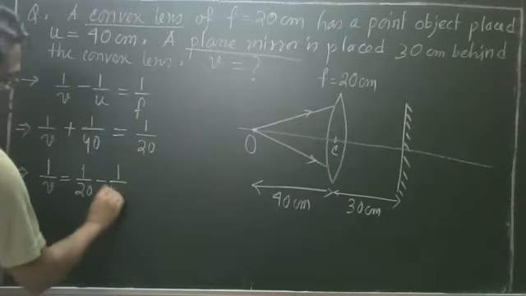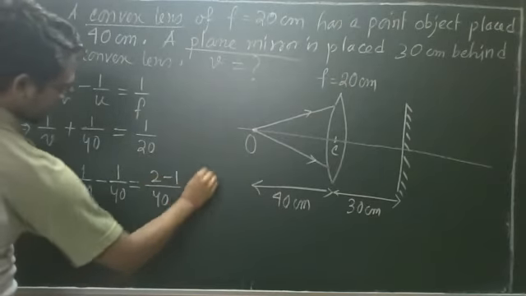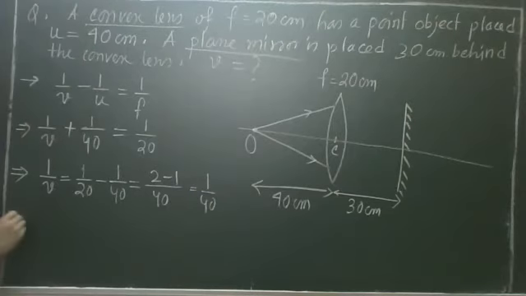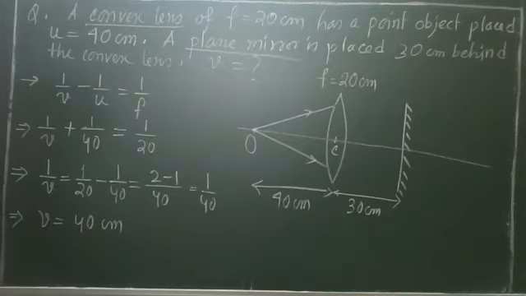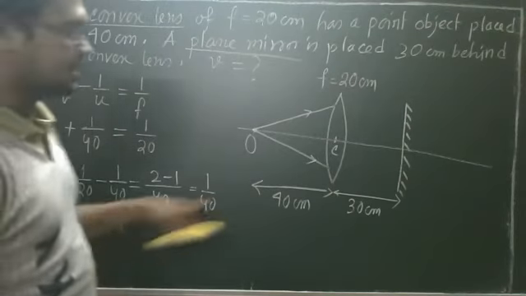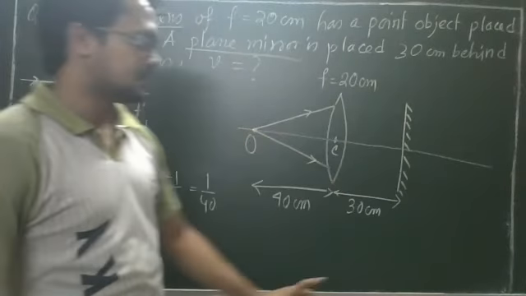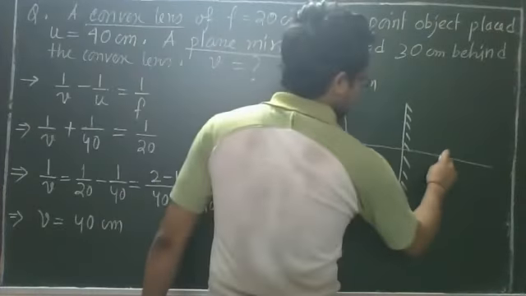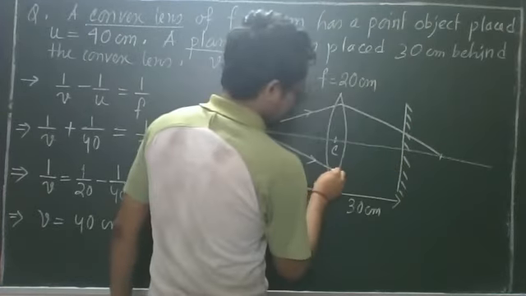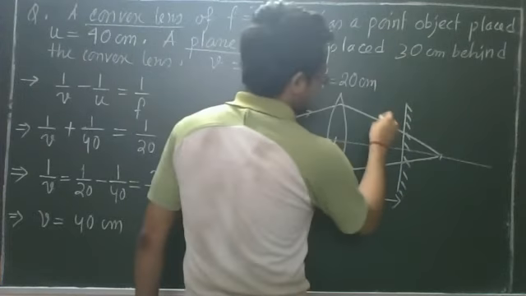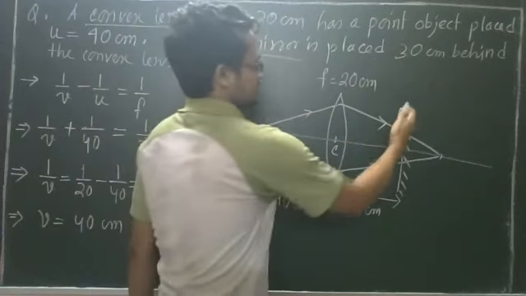1 by 20 minus 1 by 40, so 2 minus 1, so 1 by 40. That means v you are getting is 40 centimeter with plus sign. 40 centimeter with plus sign means the image due to this lens only will be found on the right side. So forget about the mirror first. At a distance of 40 centimeters, at this point the image will be formed. Clear? Now put the mirror.